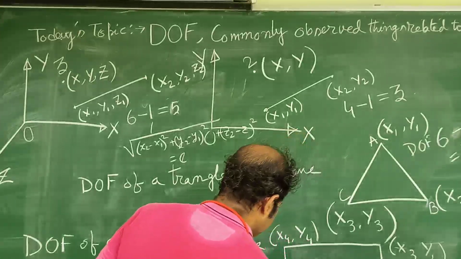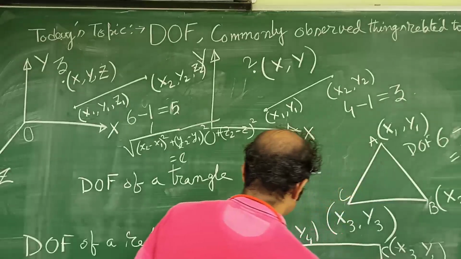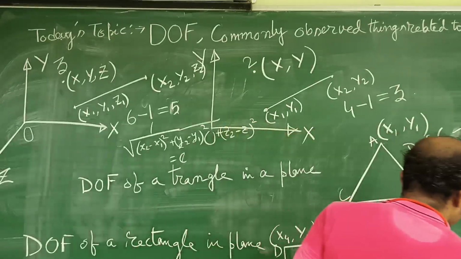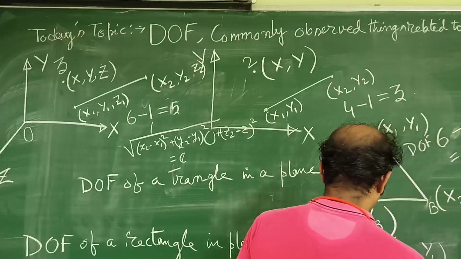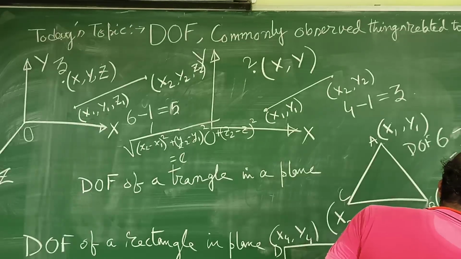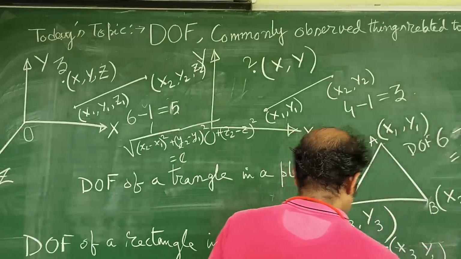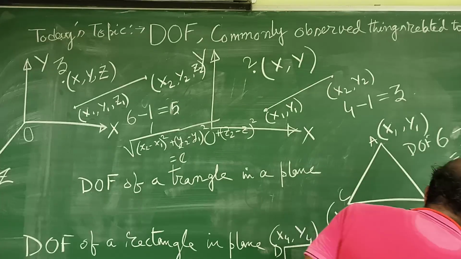If you mark them as A, B, C and D, the AB length is not going to change, the BC length is not going to change, the CD length is not going to change, and the DA length is not going to change. So it has 4 degrees of freedom.